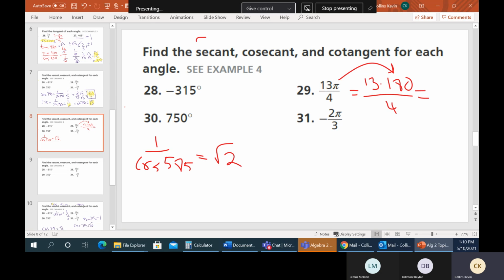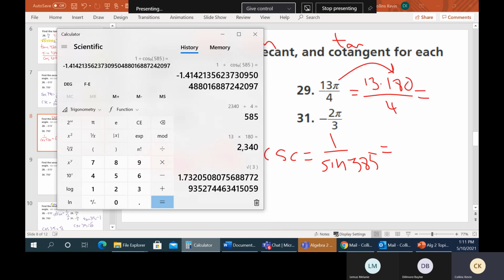Cosecant, so again, this guy goes with cosine. This guy goes with sine. This guy goes with tangent. Let's just do sine, or do cosecant. So cosecant is 1 over the sine of 585. Okay. So same deal. Go over here to the calculator. And they don't usually put secants and cosecants on calculators. I don't know if they do on the fancy ones or not. But usually if you get sine, cosine, and tangent, you're doing good.